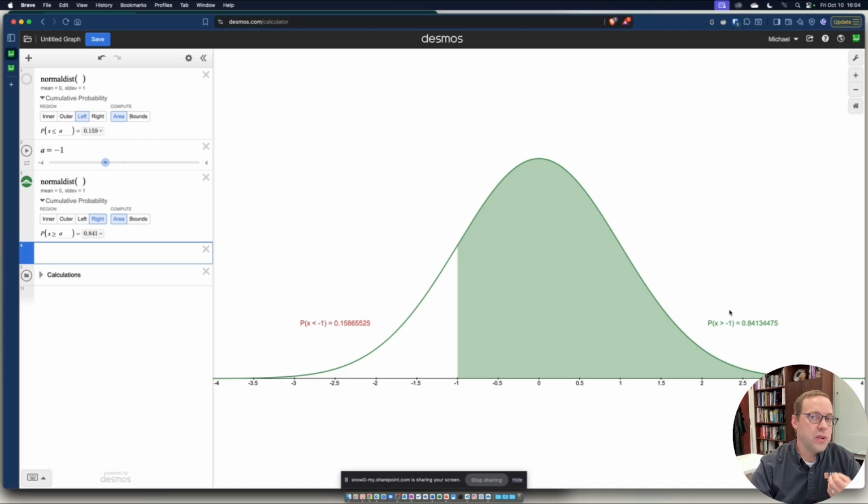However, I hope that you have seen something very important here. Remember what I said about the total area underneath the whole curve. The whole curve has a total area of 1.